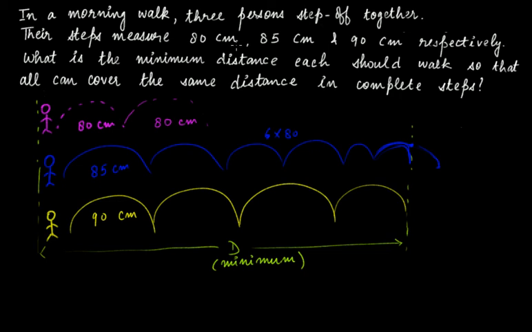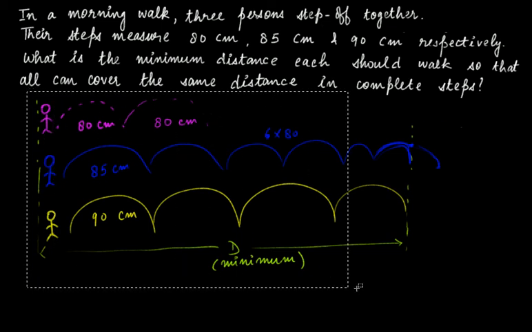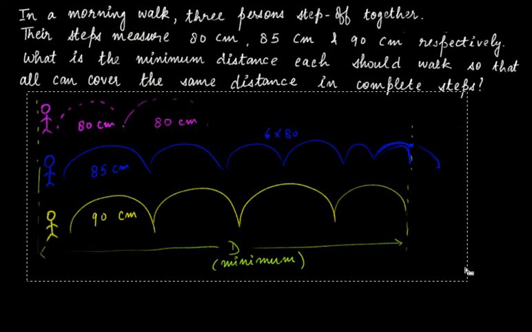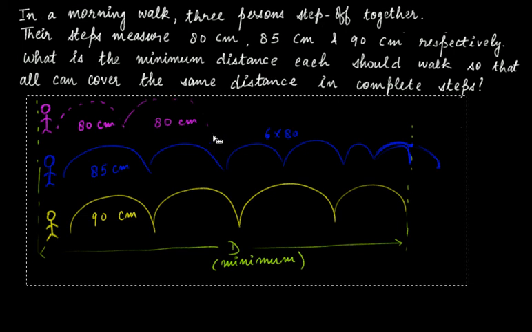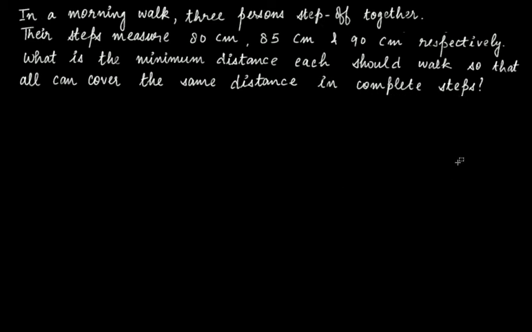You have 80 centimeter, 85 centimeter, 90 centimeter. Applying the same concept, what you have to do is simply find the least common multiple. Okay, now let's find the least common multiple, because now we know the basic concept behind this question, what we exactly have to do and why we have to find the least common multiple. We have clearly seen that. Okay, and let's find the LCM of 80, 85 and 90.